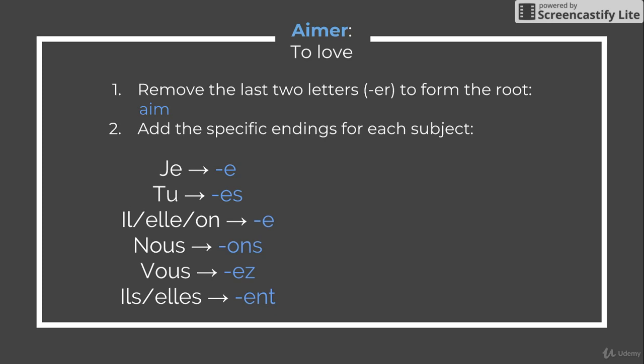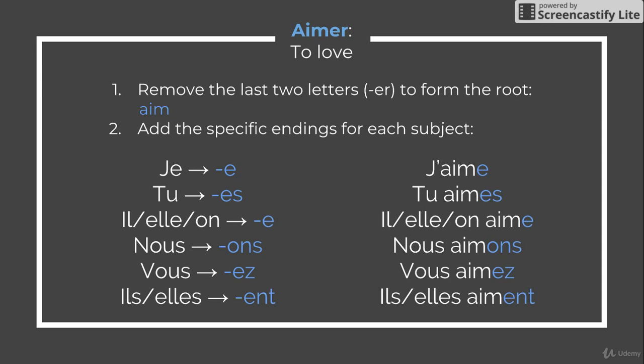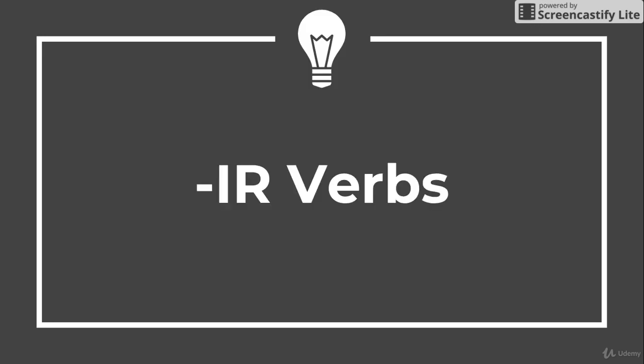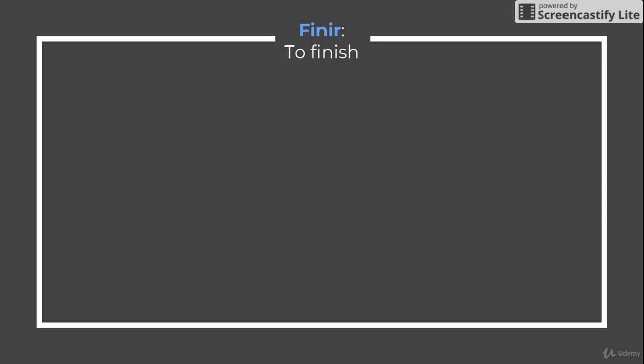So the complete conjugation for aimer would be j'aime, tu aimes, il, elle, on aime, nous aimons, vous aimez, ils, elles aiment. Now let's cover IR verbs, taking the verb finir as an example.